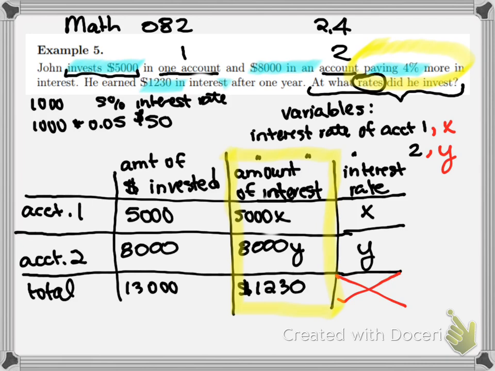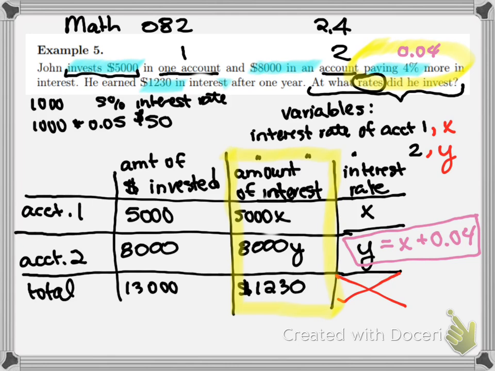Okay, so I'm going to add this in a different color. The second account, y, whatever this interest rate is, is the interest rate of the first account plus 0.04, right? Because 4% is not the same as 4. 4% is 4 out of 100, or 0.04. Okay, so this piece of information is actually our second equation. It's a relationship between the two interest rates.